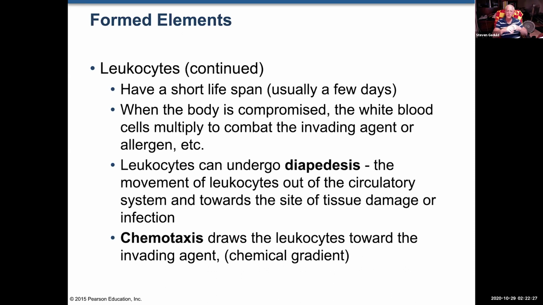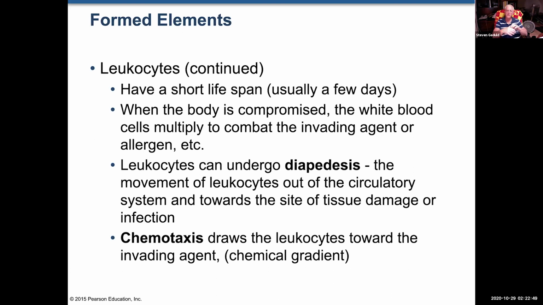So leukocytes undergo what's called diapedesis. Diapedesis is the movement of the leukocytes out of the circulatory system towards the tissue site. Red blood cells cannot undergo diapedesis. White blood cells can. They can go out of the bloodstream, they leave the blood vessel, and they go into the tissue to where the infection is to fight the agent.